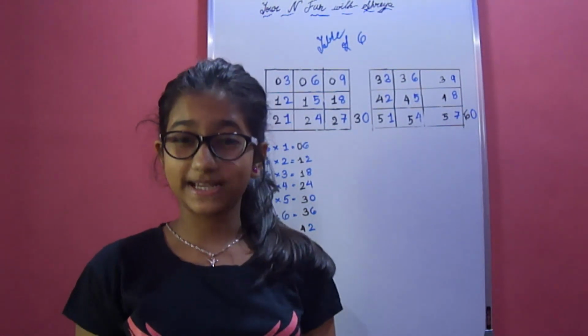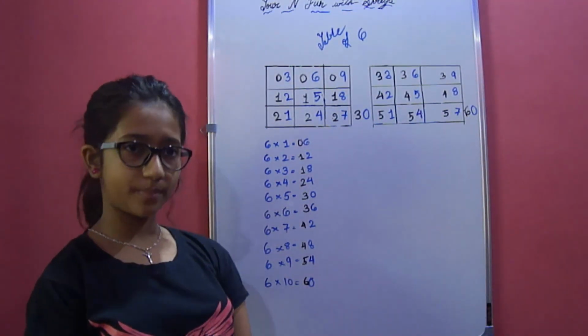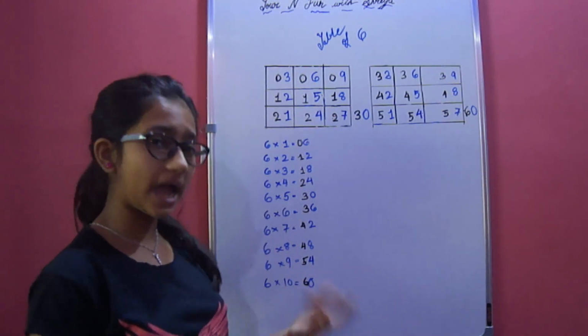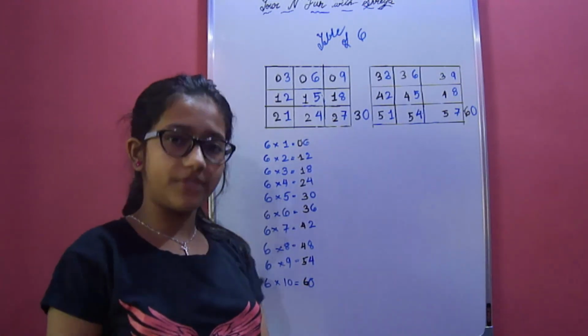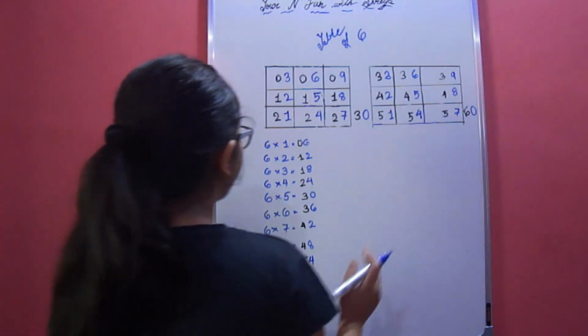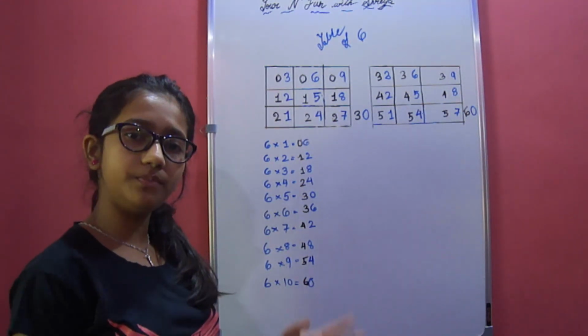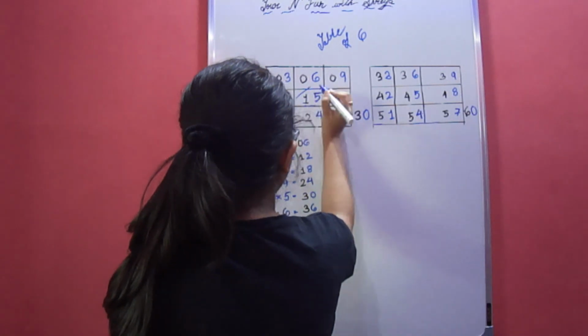Now we will go on with the next step. The next step is that we will draw a diamond around the center number of the tic-tac-toe grid. On the first grid we can see that the center number is 15. So we will draw a diamond around the 15.